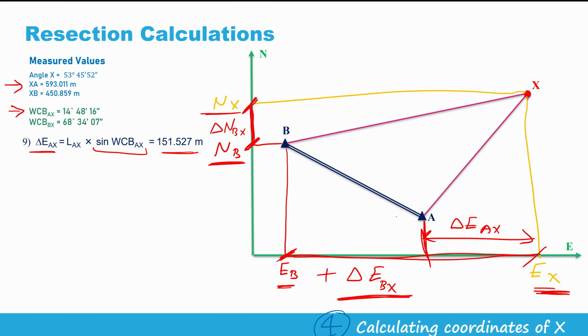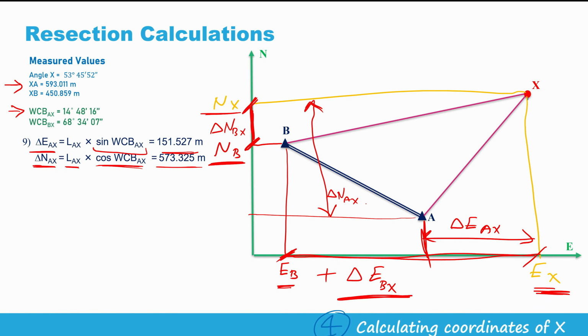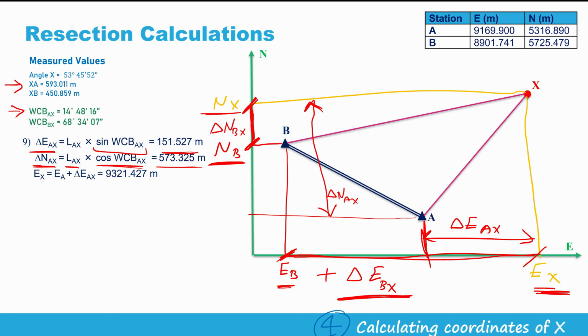Okay. Now the change in northing between A and X, similarly, is the length of AX times cosine of the whole circle bearing of AX, and we will have 573.325 meters. This is the change in northing between A and X, which is the distance. This is northing of A. This is the change in northing between A and X, delta N between A and X. The coordinates of X, as I have just mentioned, is the easting of A plus delta E between A and X, which is this number here.